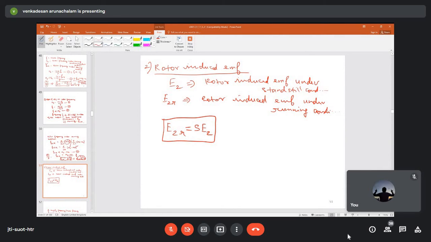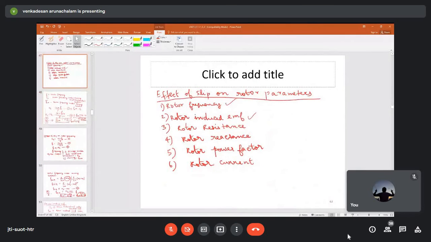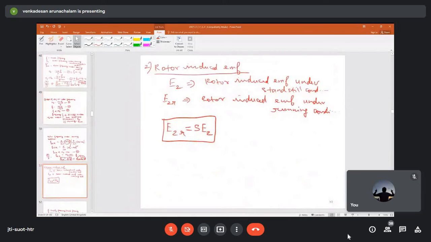E2 is proportional to the frequency. Again, the induced EMF depends on the frequency. Again, the E2R is proportional to that difference, NS minus NR. That is proportional to F2R, because frequency is the main parameter on which the induced EMF is dependent. So directly you can write E2R is equal to S times E2, right? Then what is the next parameter? Rotor resistance. So what about rotor resistance?